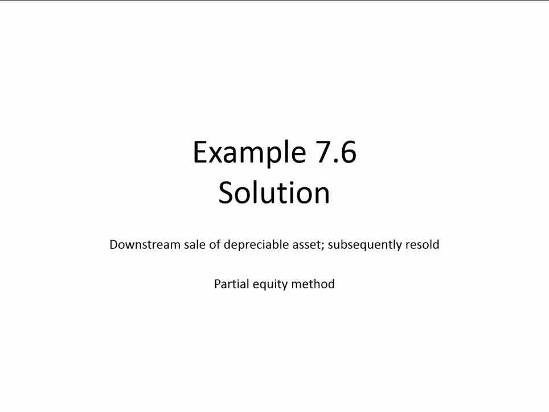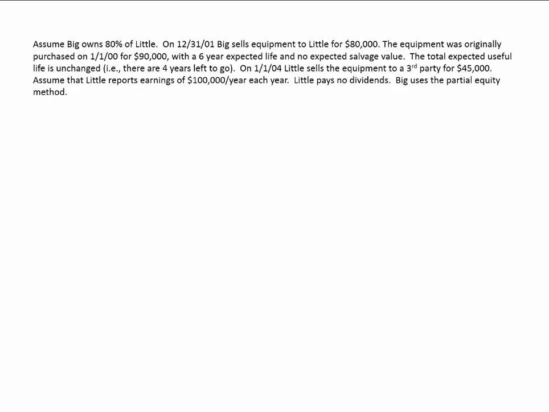Okay, let's go ahead and run through the solution to example 7.6, the downstream sale of a depreciable asset which is subsequently resold to a third party. And the parent is going to use the partial equity method. So just from the get-go, this is a downstream sale, so there won't be anything with the non-controlling interest to worry about. And since the parent is using the partial equity method, that means A, that there won't be any equity method entries related to this transaction, and B, when we carry forward the unrealized gain or loss, we'll be adjusting retained earnings.